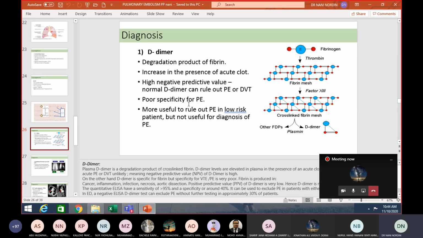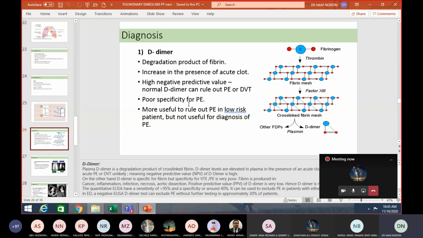It might support PE, but you can't be sure, because it can be positive in a list of other causes, malignancy, even pneumonia, because it just shows that there is a process of clotting going on there, only that. But if it is negative, you can be quite sure that there is no PE. Do you get that? That is the role of D-dimer.